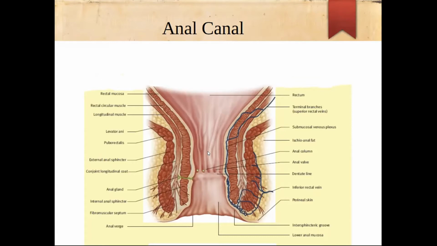Painless. What's the nerve supply here? Somatic nerve. What is the name of the nerve? Pudendal nerve. Very good. Somatic nerve, meaning this is pain sensitive. Where does the fissure happen, above the dentate line or below? Below the dentate line. How does the fissure present? Painful. This is the sensitive area. Clear until now? Yes.